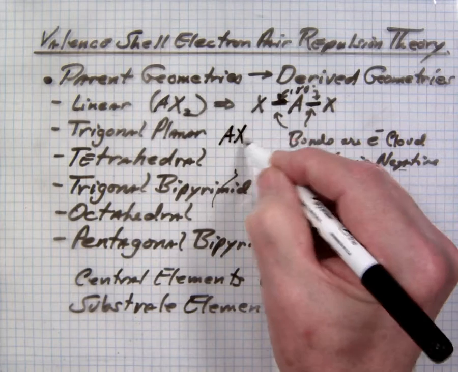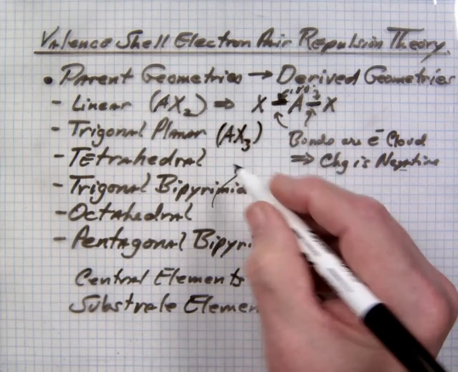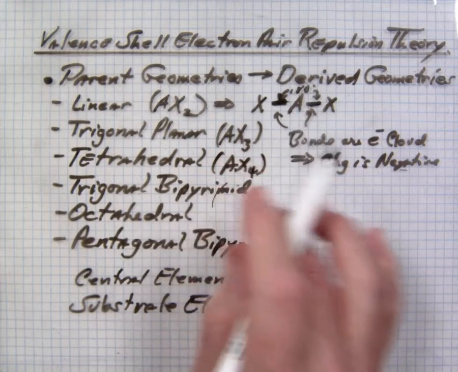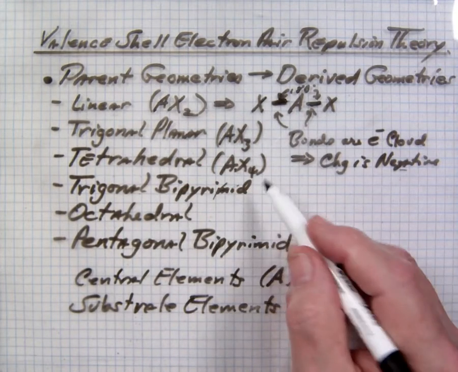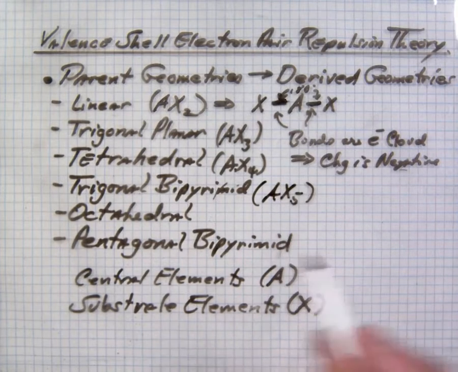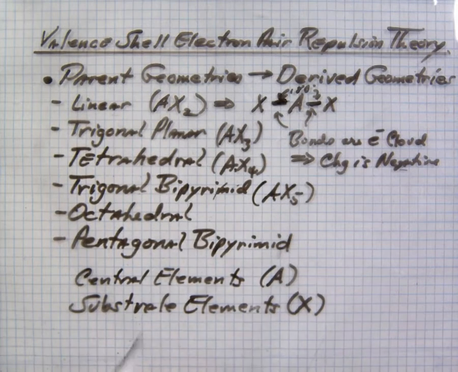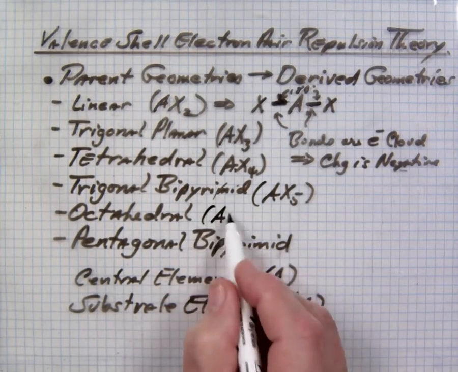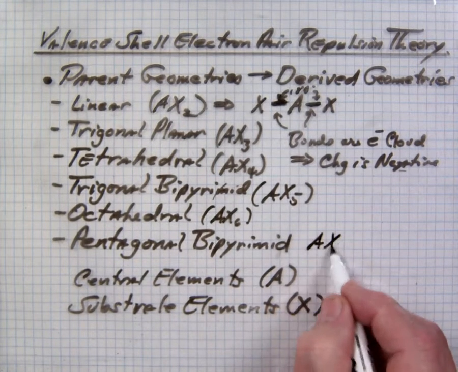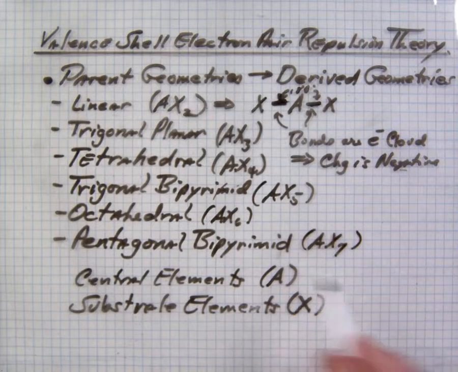Trigonal planar is AX3, tetrahedral is AX4, so we'll have 4 substrates around the central element. Trigonal bipyramid has 5 substrates around the central element. Octahedral has 6. And yes, pentagonal bipyramid has 7 substrates arranged around it.